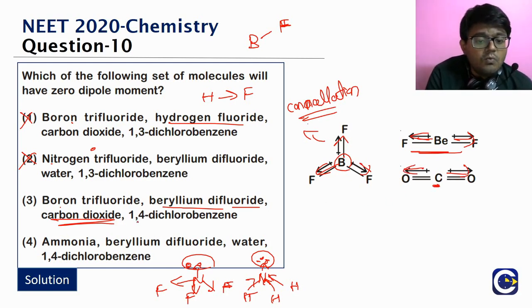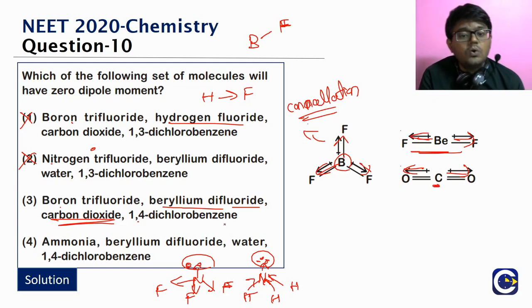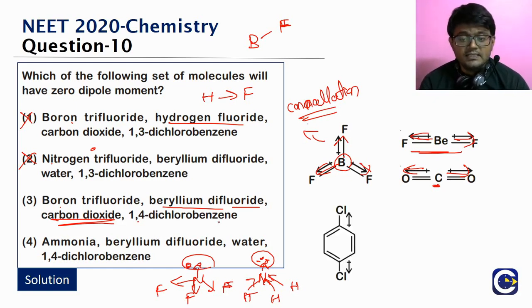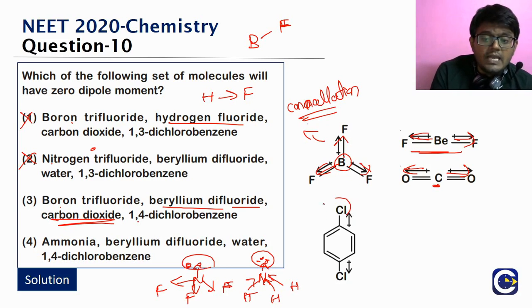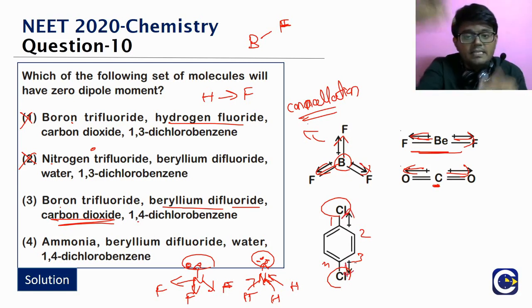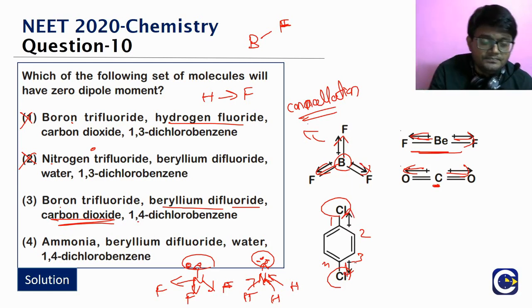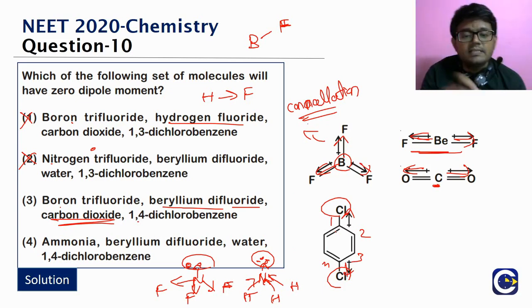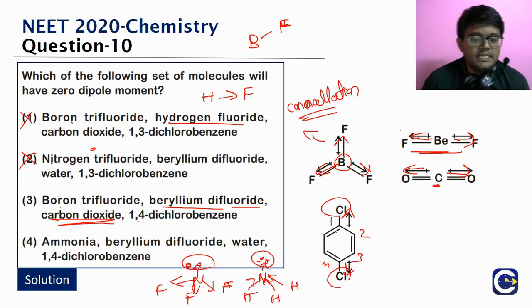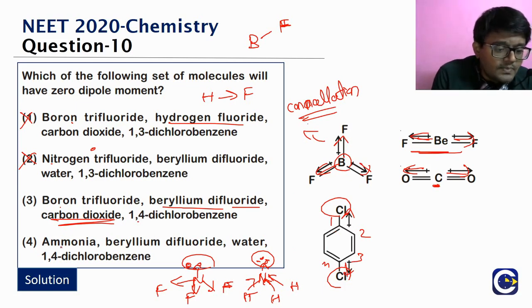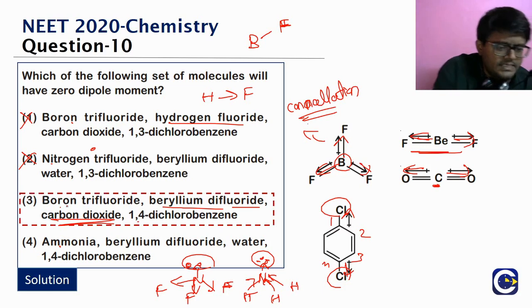Next one is 1,4 dichlorobenzene. This is a para form. So we have a chlorine on the 1 carbon, then 2, then 3, then 4. 1,4 dichlorobenzene. So what do we see here? Here also the carbon chlorine dipole moments will be cancelling each other because it is the para form, right? So in all the 4 molecules they have given, the dipole moments are basically cancelling each other. Now coming to option 4, so we got our answer. Option 3 is the answer.